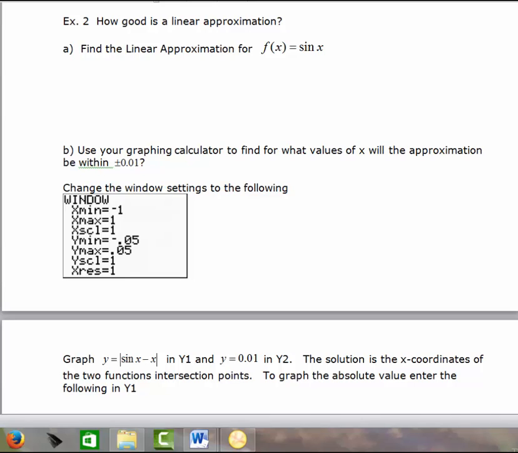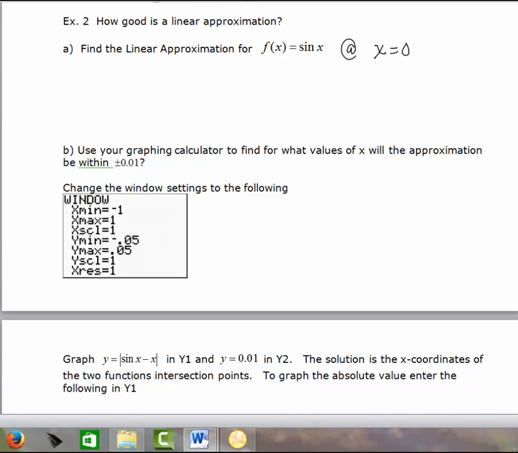Right, in this next lesson we're going to look at how good a linear approximation is. Sometimes, if you know ahead of time what the tolerance is for your error, we can look at a scenario and try to figure out for what x values we would be able to use our linearization to approximate our original function. I want to find the linear approximation for f of x equals sine x, centered at x equals 0.